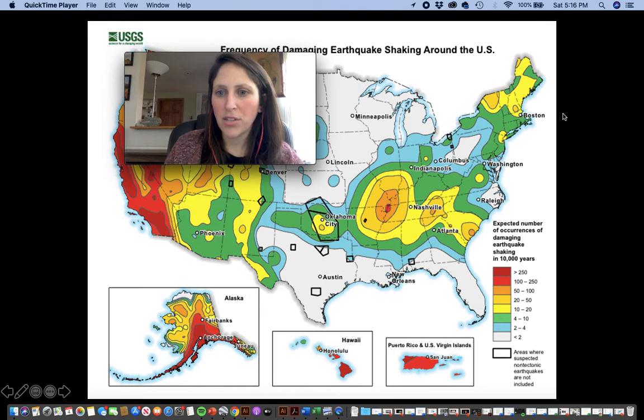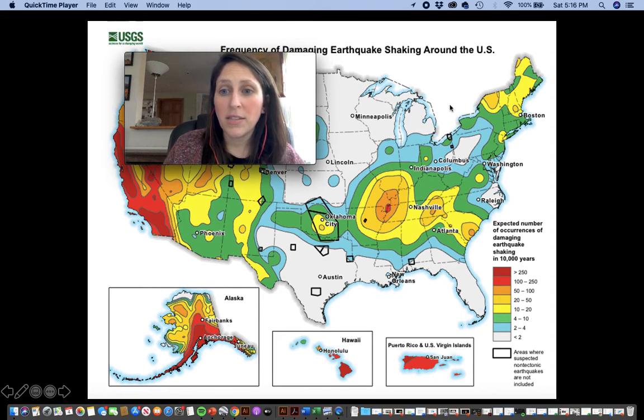If you look at our East Coast, there's not a whole lot going on except for this New Madrid area, which we just talked about. Okay, and why is that? Why don't we have earthquakes on the East Coast? Because it's a passive margin. Just a review as to what a passive margin means: it's an area that is not experiencing any tectonic activity because it's not a plate boundary.